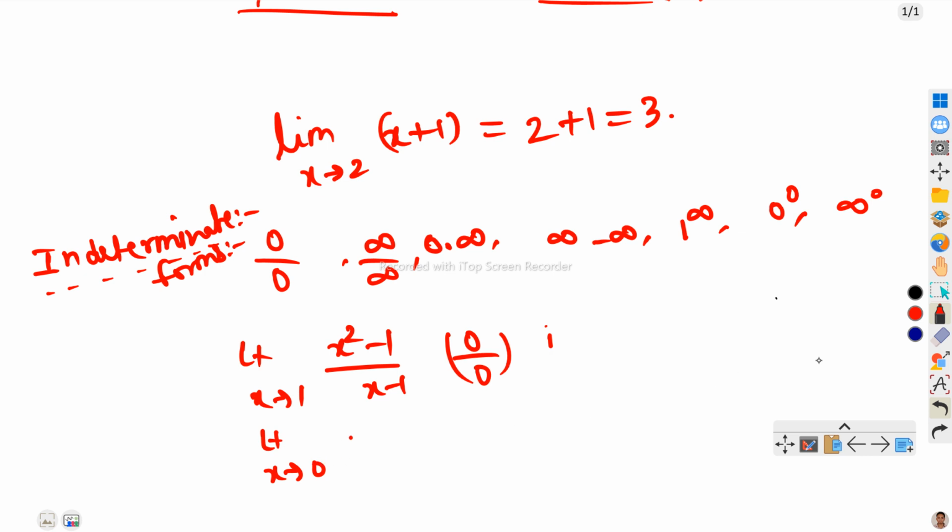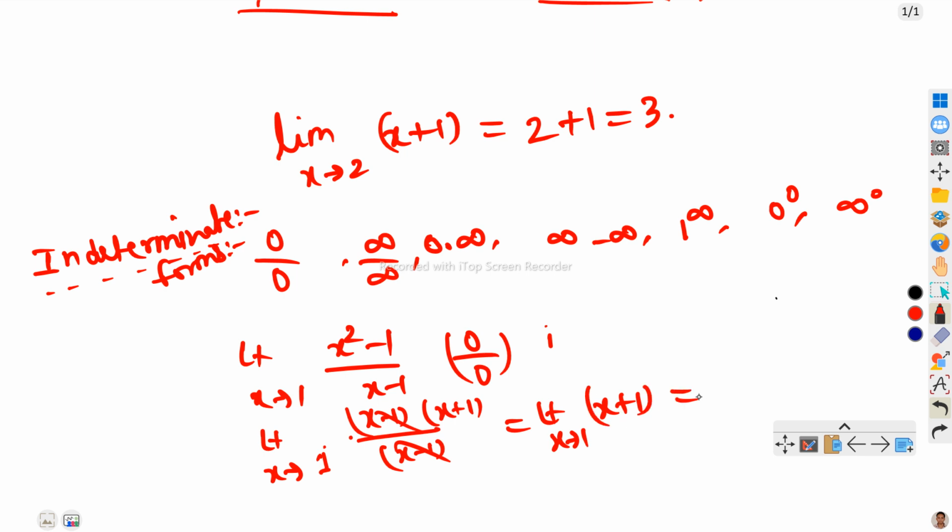For getting rid of the indeterminate form, we cancel out the factor x minus 1, and x square minus 1 can be factorized as (x minus 1)(x plus 1). And again, this is not in any indeterminate form, and we can put the value of the limit. So this is 1 plus 1 equals 2. So we have found our limit.